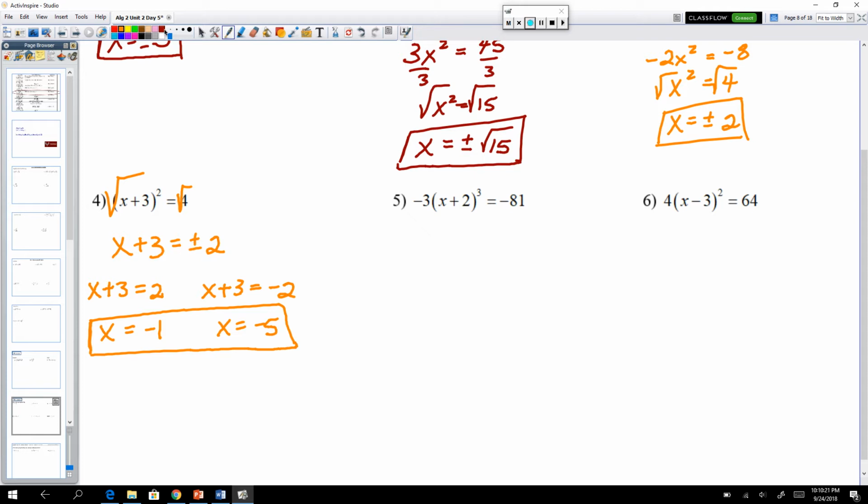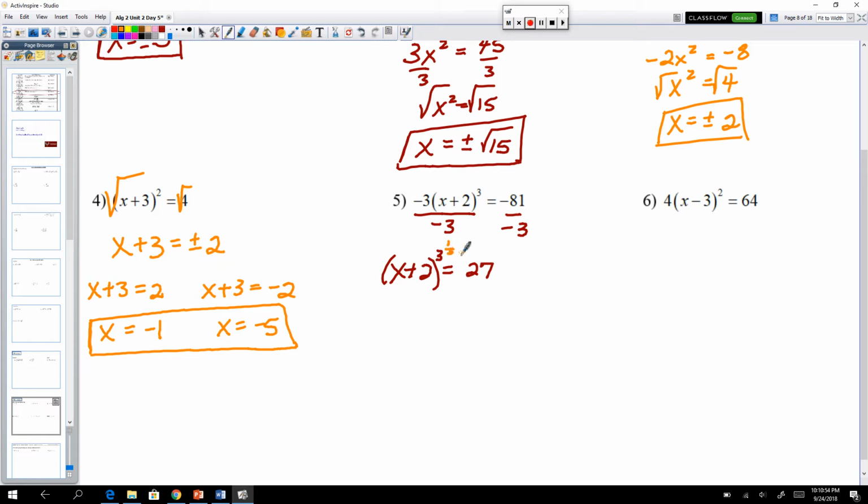Now number 5 starts off with a necessity, a need to divide by negative 3. Remember, PEMDAS in reverse, we take care of the m and the d before we hit the e. Okay? So we'll have x plus 2 is equal to 27, positive 27. And then in order to counteract that power of 3, what do you think we need to do? We need to raise it to the 1/3 power.